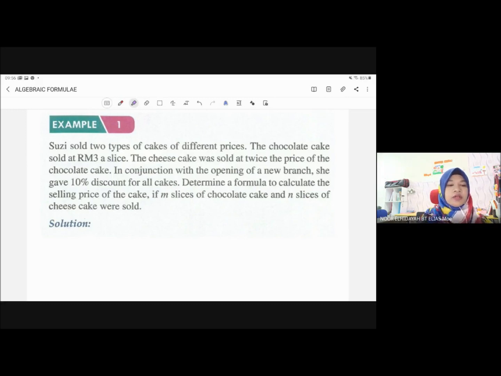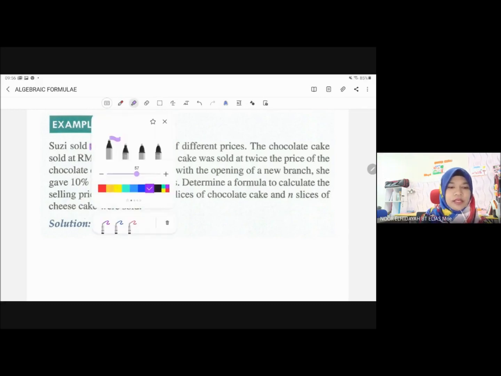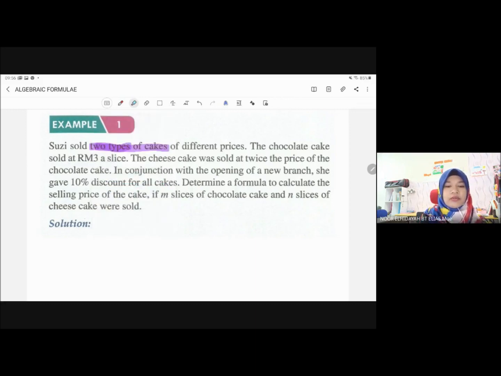Susie sold 2 types of cake. So dia ada jual 2 types of cakes. Alright. And then, with different price. These 2 types of cake have different price. The chocolate cake, so yang pertama itu adalah chocolate cake, sold at 3 ringgit a slice. Okay, ini adalah information yang ada. 2 types of cakes, so mesti akan ada 2 variables here. Sorry, the chocolate cake sold at RM3 a slice means that this one is the price for chocolate cake.